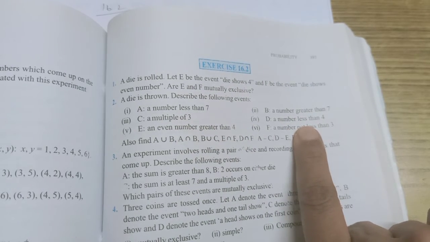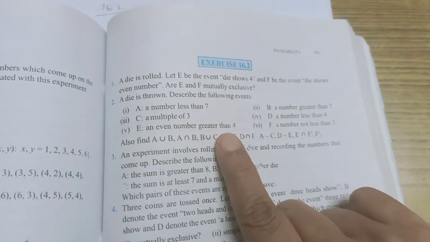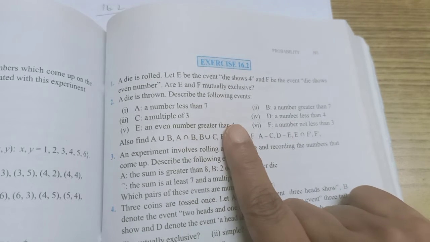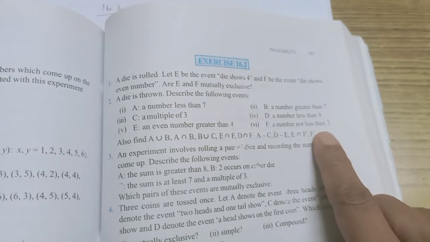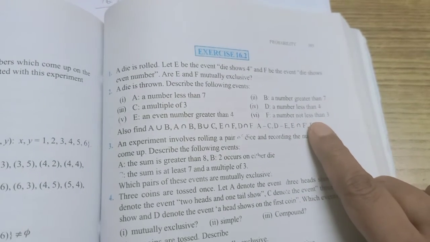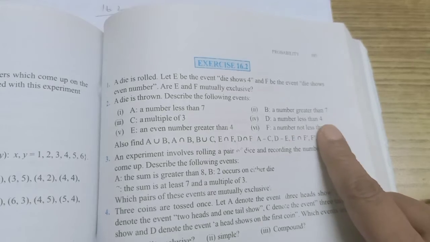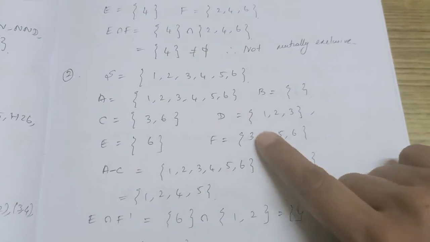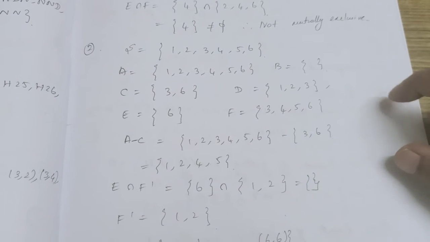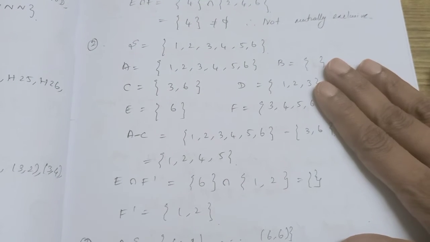A number less than 4: it should be {1, 2, 3}. Even number greater than 4 means only {6}. A number not less than 3 means it can be equal to 3 or greater than 3. Now we have to write the sets in roster form. It is given in descriptive form. You have to write them in roster form.